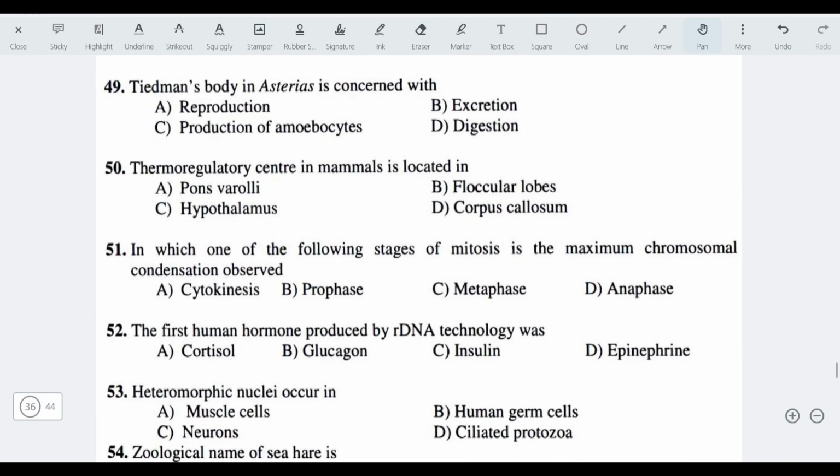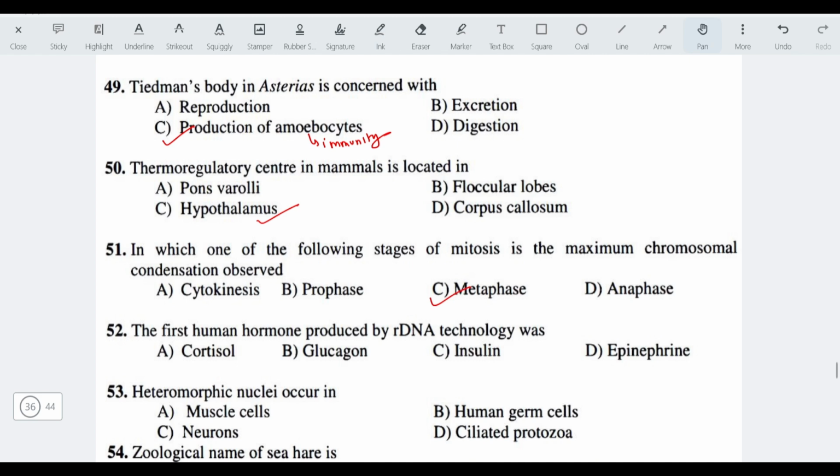Next question, Tiedemann's body in Asterias is concerned with. The answer is production of amoebocytes. They are required for immunity. Next question, thermoregulatory center in mammals is located in. The answer is hypothalamus. In which one of the following stages of mitosis is the maximum chromosomal condensation observed? The answer is metaphase. In metaphase, maximum chromosome condensation occurs.